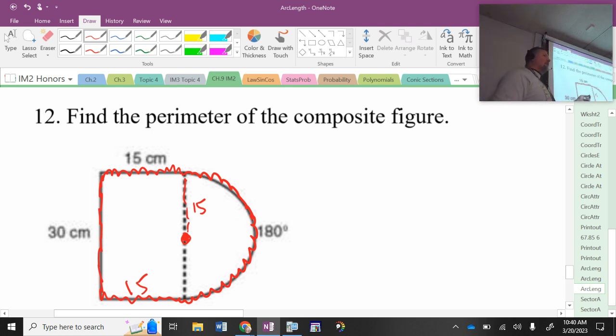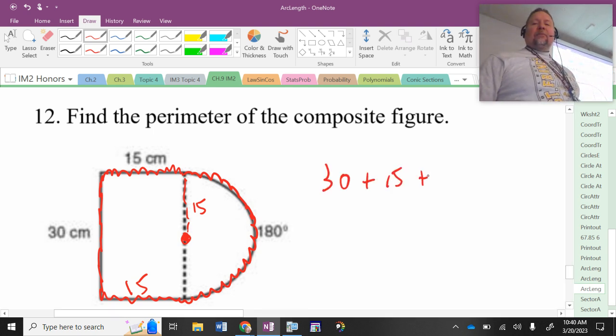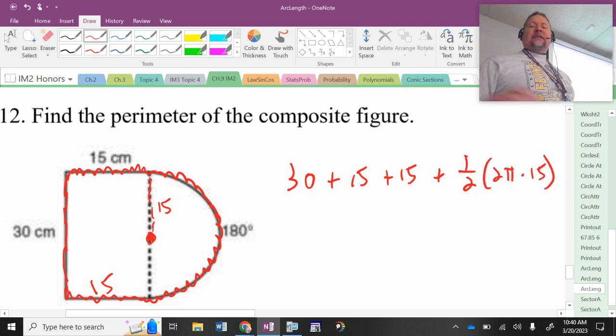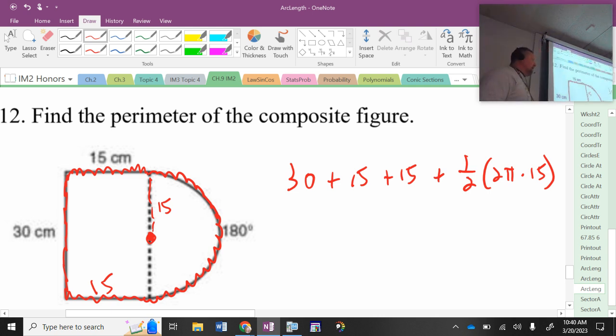Now, what do I have for the circle? What fraction of that circle do I have? 3, 2, 1, go. Half. So it's 30 plus 15 plus 15 plus half of the circumference. 2 pi times 15. I don't need a central angle for this. I see that I have half a circle, so I do have the 180. So I guess that did tell me that.